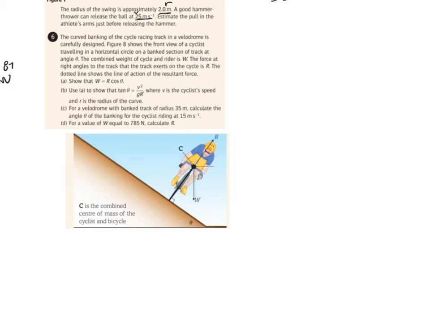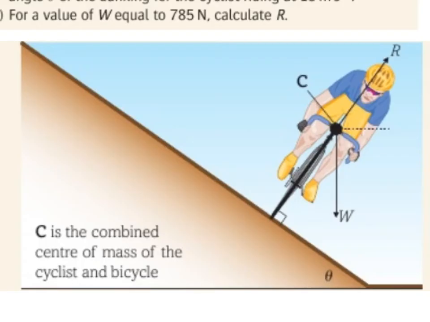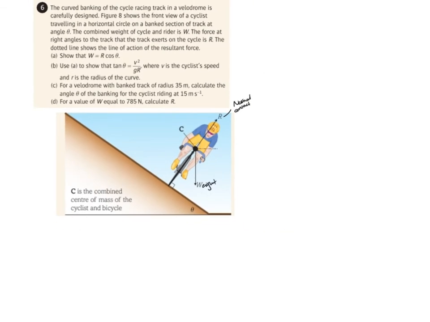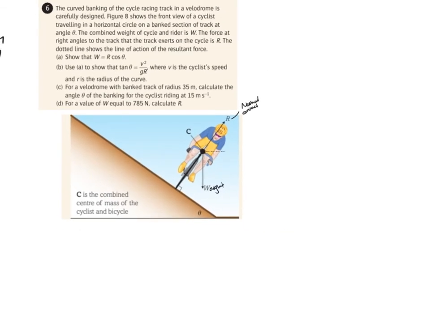Okay. The combined weight of the cycle and rider is W. The force at right angle to the track that the track exerts on the cycle is R. So this is the normal contact force. That's the weight. It says the dotted line shows the line of action of the resultant force.